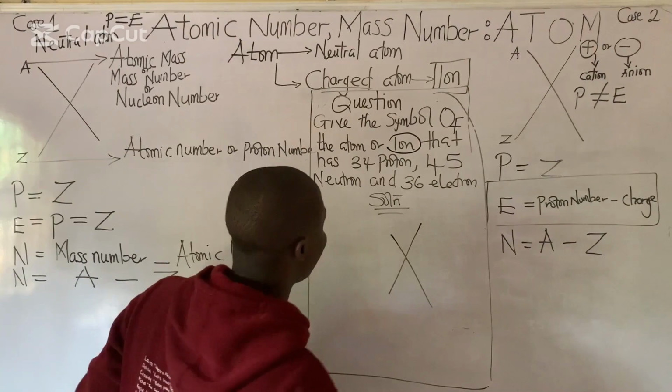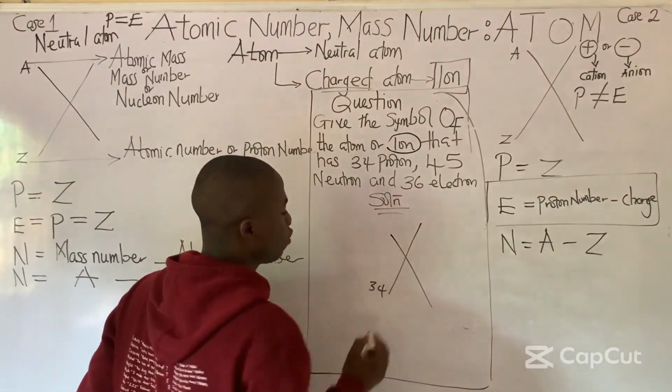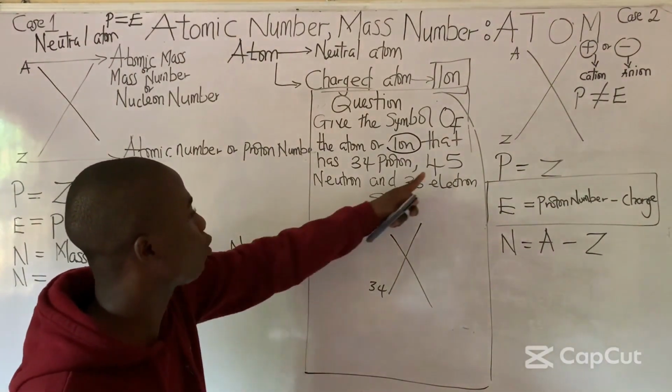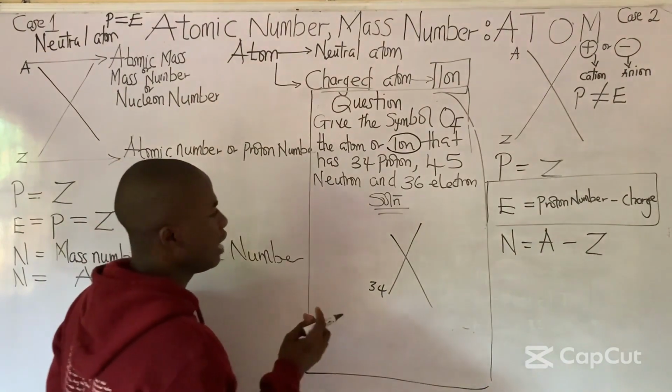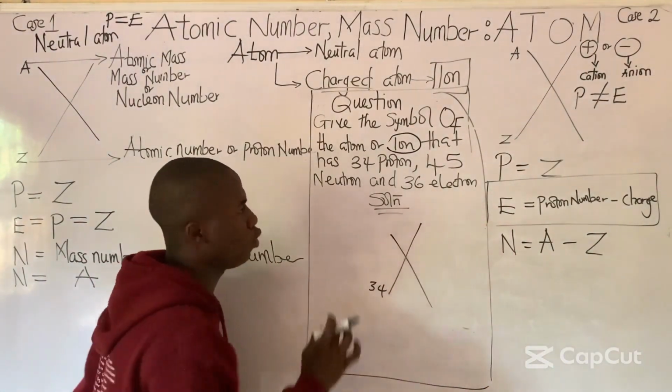So let's just call it X. And proton number, remember, is always here. Proton number is what? 34. And then I say it has what? 45 neutrons. Very easy. We are trying to get this and also get our charge. That's what we are trying to do. So how do we do it?